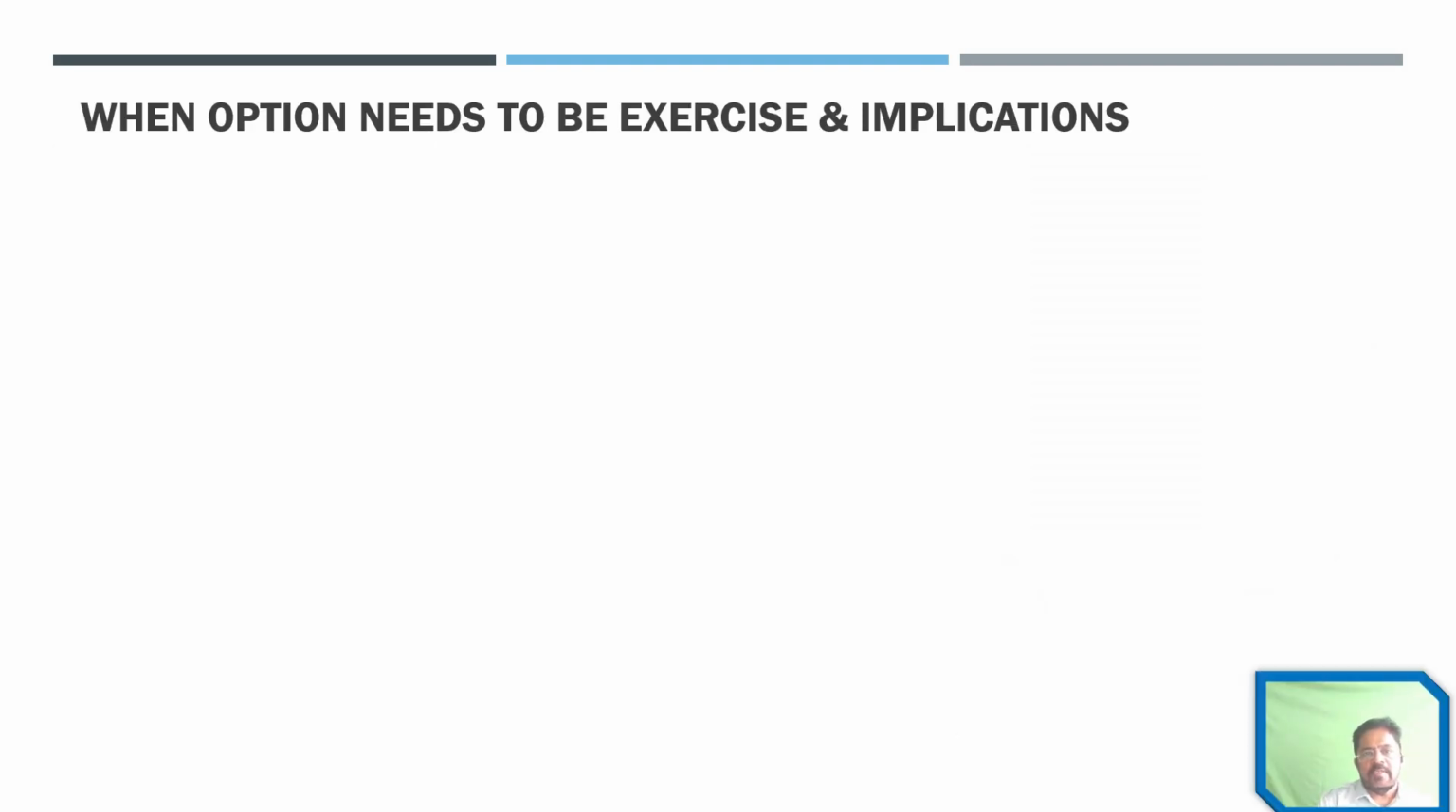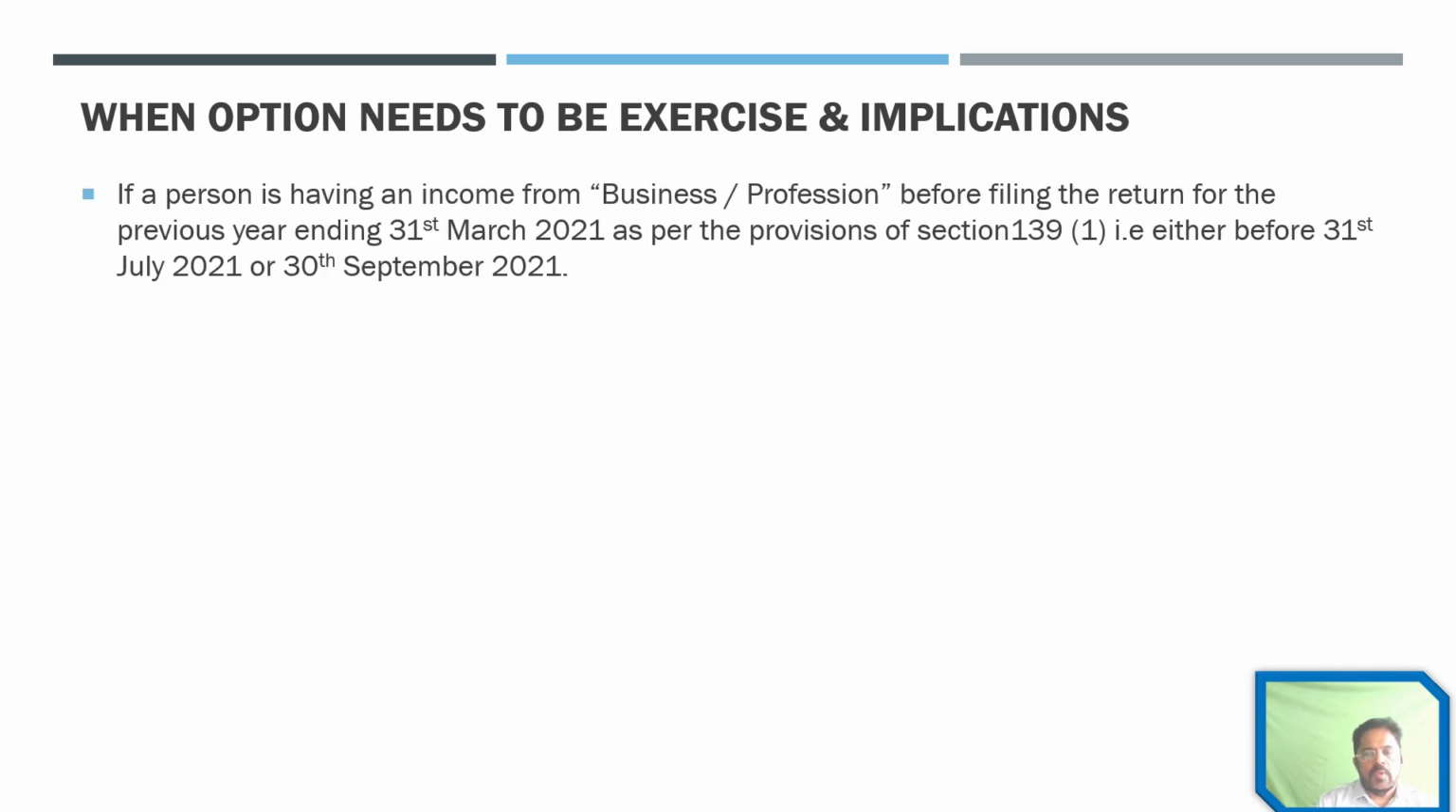So now let us understand when this option needs to be exercised, and once you exercise this option, what are the implications of the same. So first we will focus upon the non-financial aspect. So here it says that if a person is having an income from business and profession, then he has to decide before filing the return for the previous year ending 31st March 21, as per the provision of section 139.